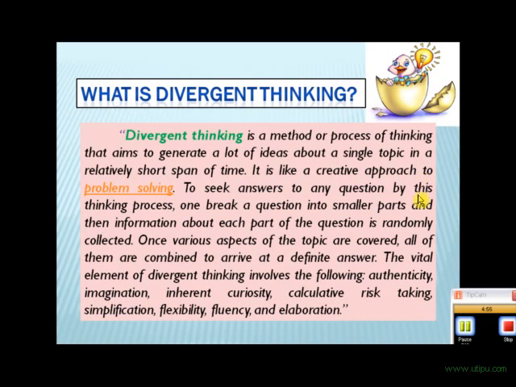To seek answers to any question by this thinking process, one, break a question into smaller parts and then information about each part of the question is randomly collected. Once various aspects of the topic are covered, all of them are combined to arrive at a definite answer. The vital elements of divergent thinking involve the following: authenticity, imagination, inherent curiosity, calculated risk-taking, simplification, flexibility, fluency, and evaluation.